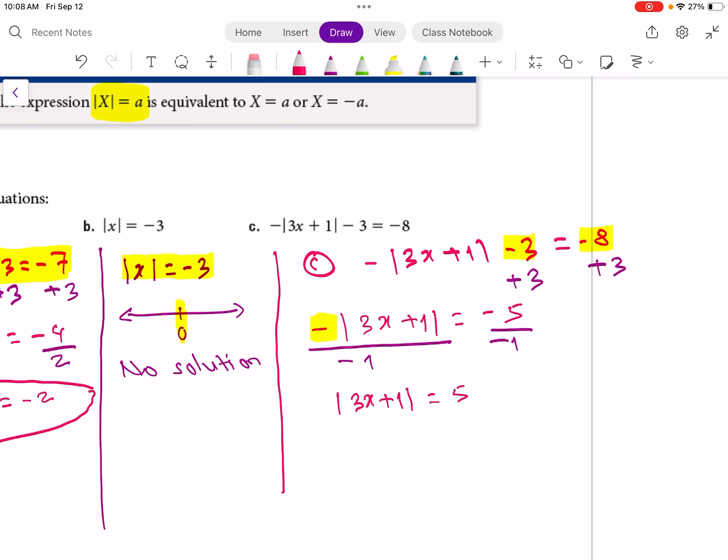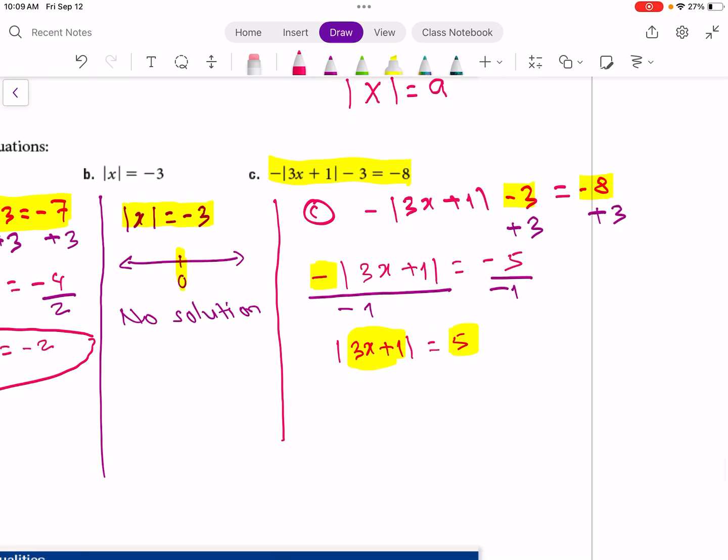Now you have to keep in mind that we use this definition when you have absolute value of some expression equals to a positive number. Then only you can use this definition. And here we try to rewrite our equation as an absolute value of some expression equals to a positive number. If you have that, then we can use this definition. Now let's go ahead and use this definition.